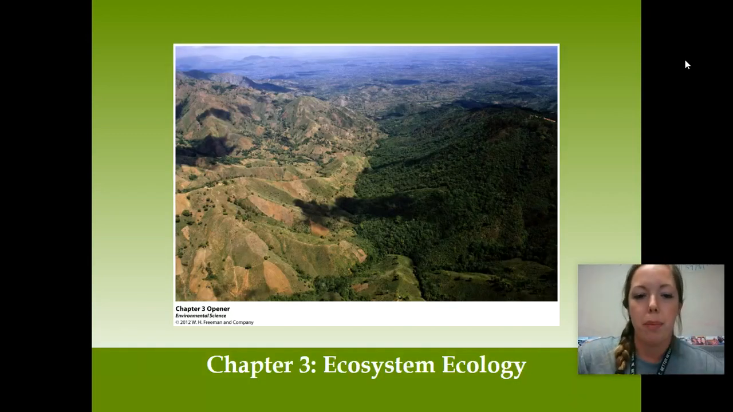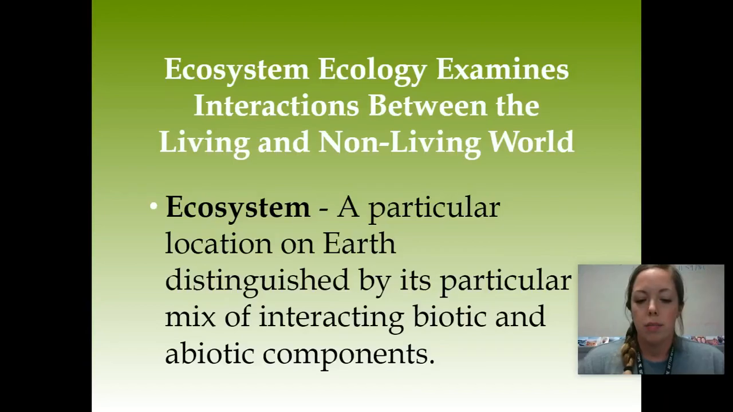Okay, so the first chapter that you guys are going to learn about is chapter 3 in your book, and it is called Ecosystem Ecology. One of the overarching themes in chapter 3 is that the components of an ecosystem are interrelated. So an ecosystem is a particular location on Earth that's distinguished by its particular mix of interacting biotic, so living, and abiotic components. All right, you need to be familiar with those two things and also this definition.